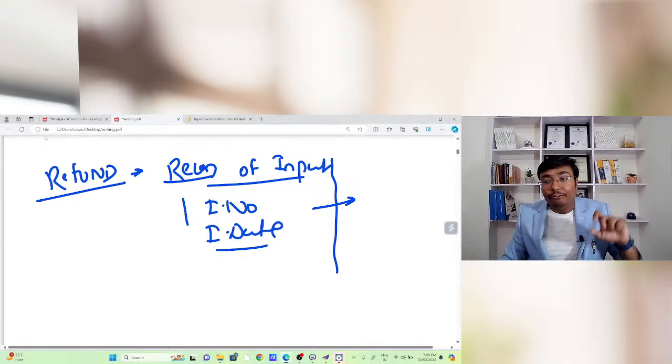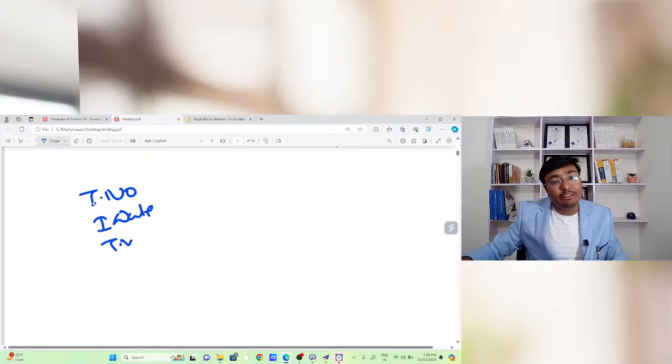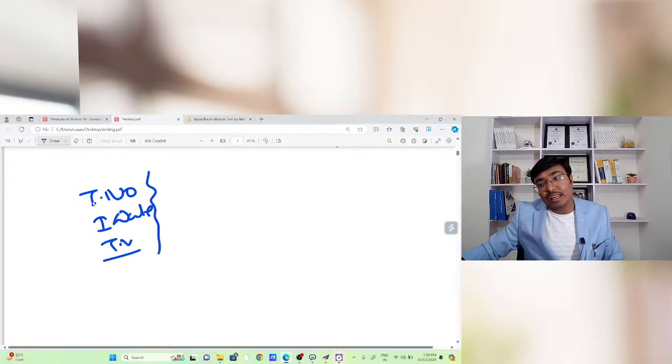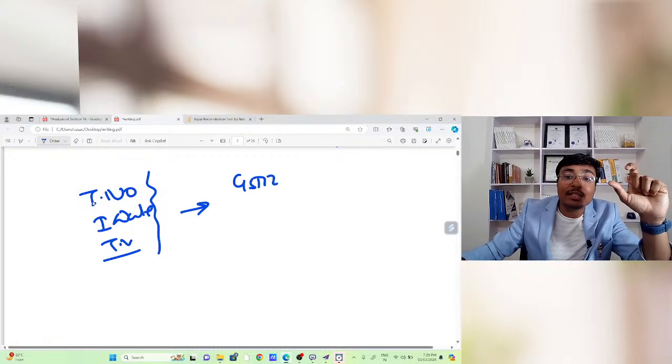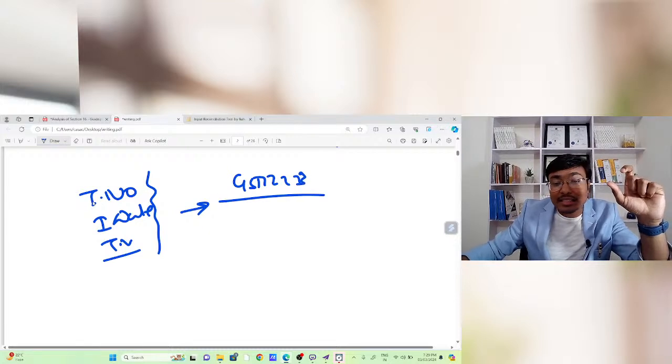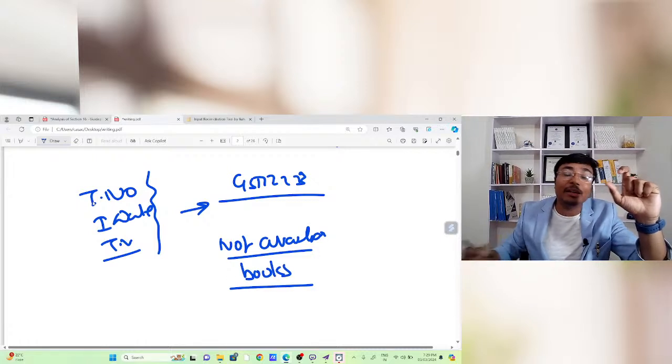Okay, so from a reconciliation perspective, there is a requirement of invoice number, invoice date, and taxable value. Or many times there may be a situation in which certain invoices are reflected in GSTR 2B, but the same is not available in books of accounts.